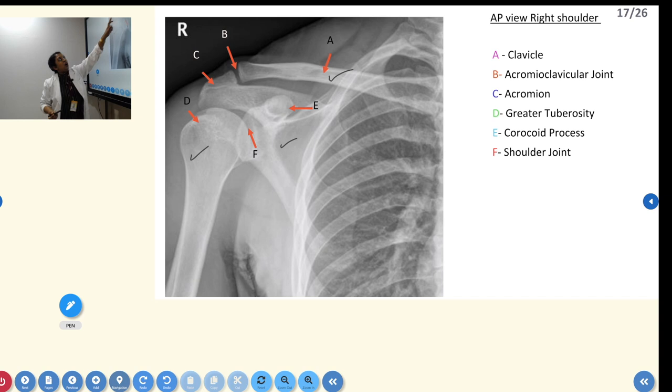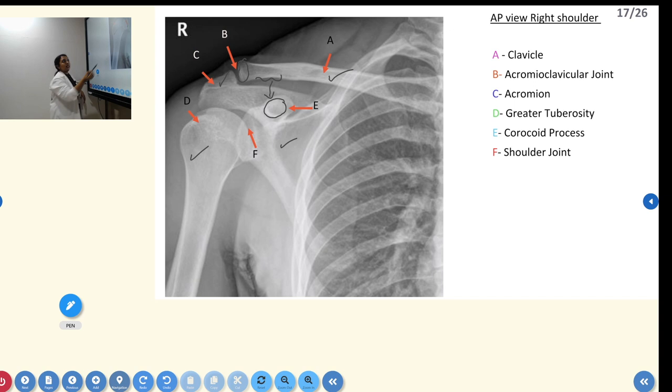So this end is called the acromial end of the clavicle. Now, the acromial end of the clavicle is articulating with this process here, which is called the acromion process of the scapula. Now, below the acromion process, you will see a more or less circular shadow. That is the coracoid process. So the landmark is, it lies below the lateral one-third of the clavicle. So that is the coracoid process, and you might know coracoid process is an example of atavistic epiphysis.